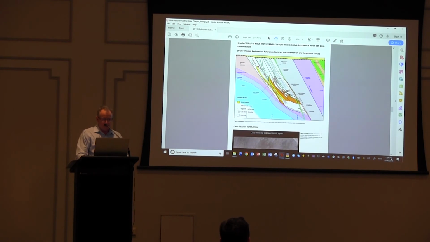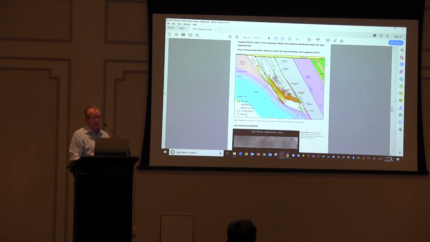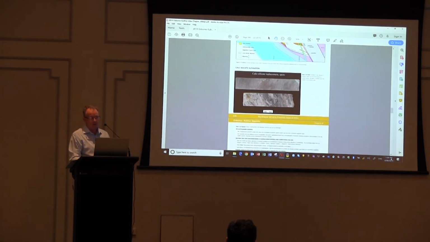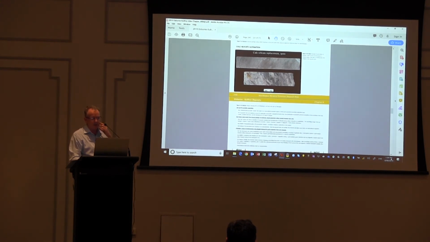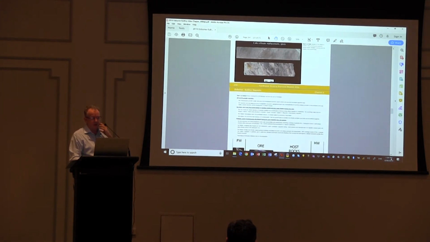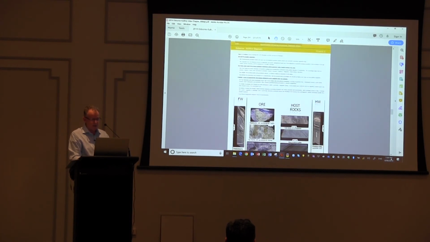We've included some cross sections that have been kindly provided by Chinova, and also we didn't have a lot of detailed core photography. But Chinova has kindly supplied us with their copy of the set of photos that they had been using in their core logging with their specific rock types, etc. This is a nice summary.